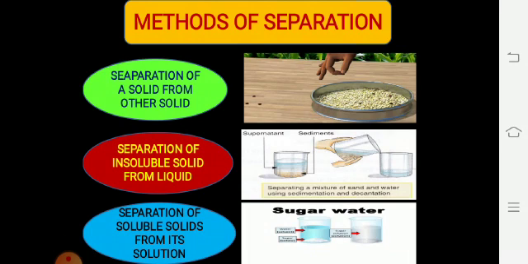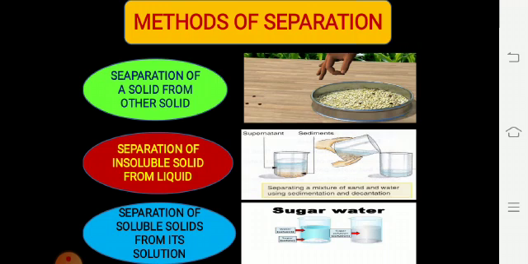We generally separate things in our day-to-day life. Like before cooking, we have to take out the impurities from food like rice, wheat, pulses, etc. Here we have different separation methods. We will discuss them one by one. We have three types of bases on which we can separate the impurities from the mixture. The first one is separation of a solid from other solid.